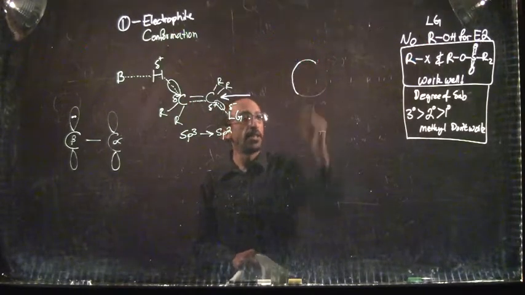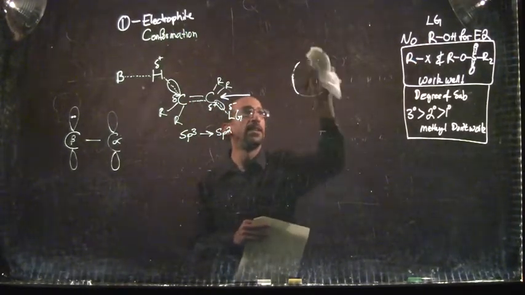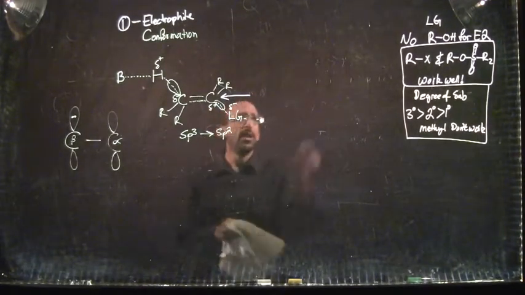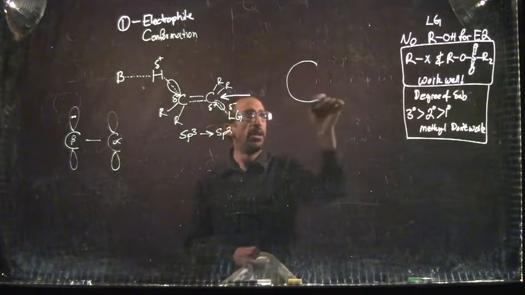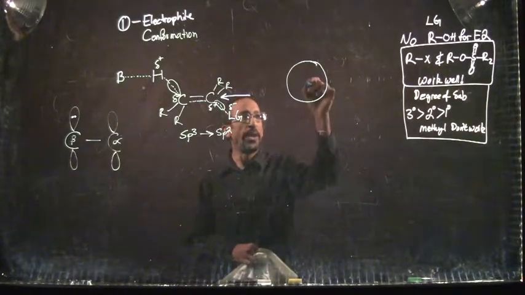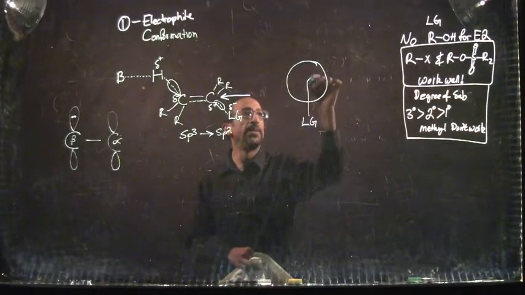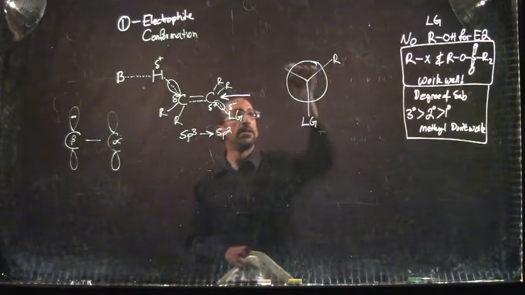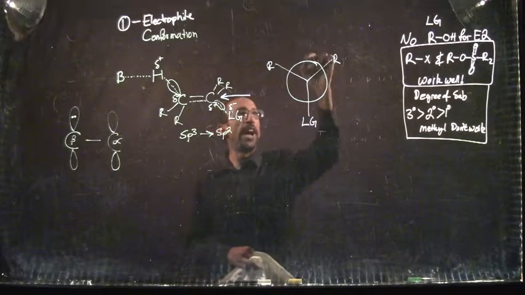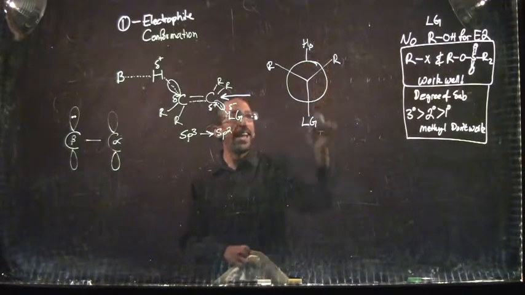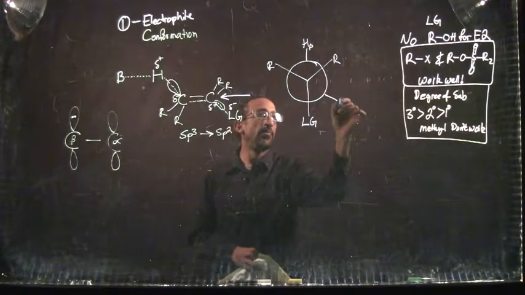So let's go ahead and get our Newman projection started. Excuse me, let's clean that up. So in our Newman projection, ideally what we want to have, here's our front carbon with our leaving group. We want our beta hydrogen to be anti to that leaving group.